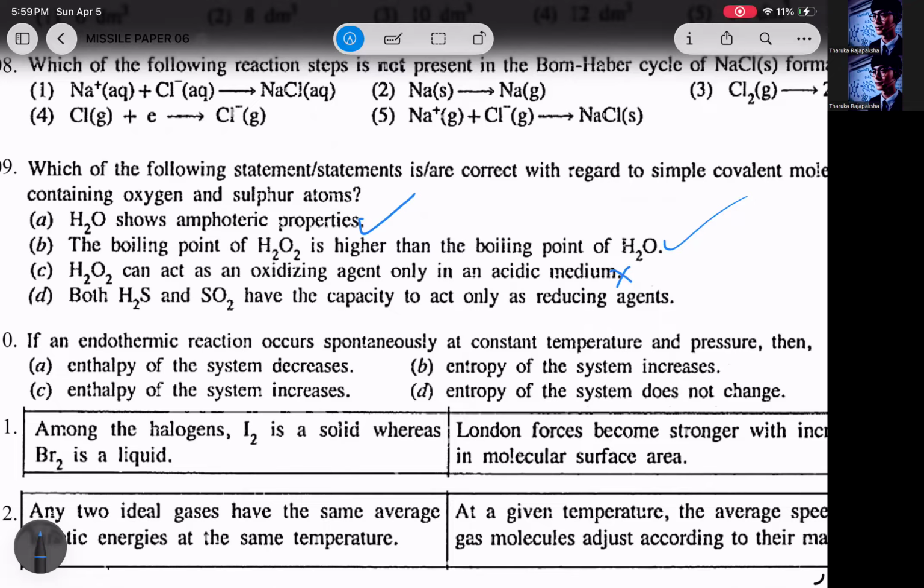Actual revision students, we have learned this. Rapid revision, you're going to learn it again. Then D, both H2S and SO2 have capacity to act only as reducing agent. No, actually, they can act as oxidizing agent also. So that's wrong. So correct answers are A and B.